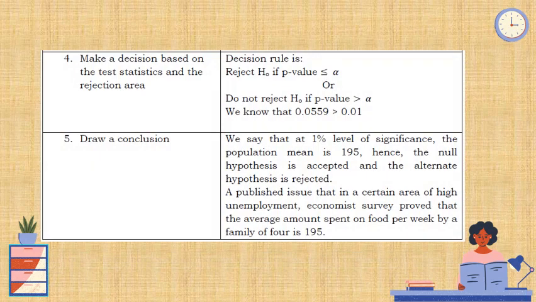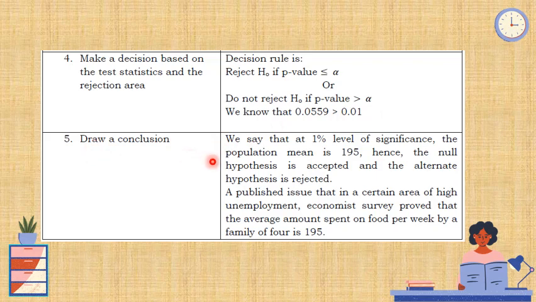Step 4, make a decision based on the test statistic and the rejection area. So, our decision rule is: reject H0 if the p-value is less than or equal to alpha, or do not reject the null hypothesis if the p-value is greater than alpha. We know that the p-value we got, 0.0559, is greater than 0.01. So, therefore, we do not reject the null hypothesis.